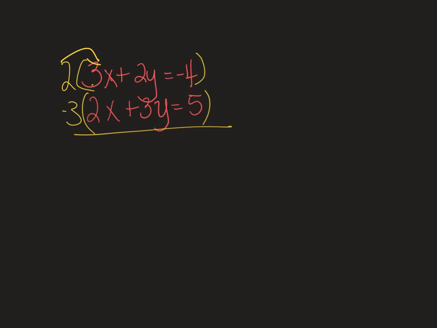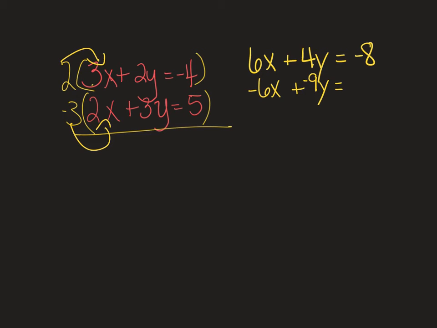So 2, and then you're going to multiply everything on the inside. So 2 times 3x is 6x, plus 2 times 2y is 4y, equals 2 times negative 4 is negative 8. Negative 3 times 2x is negative 6x. Negative 3 times 3y would be a negative 9y. Negative 3 times 5 would be a negative 15. Now you're ready to eliminate.